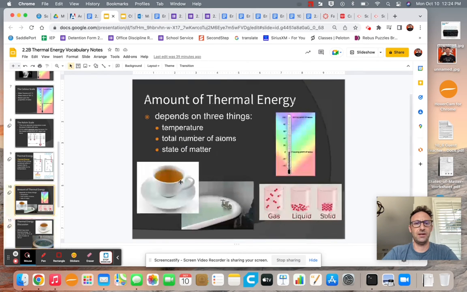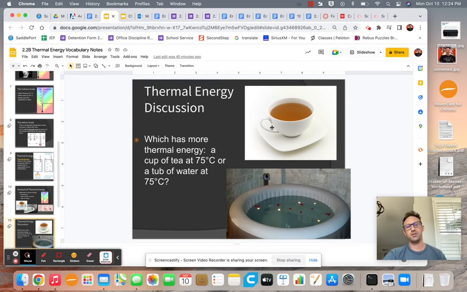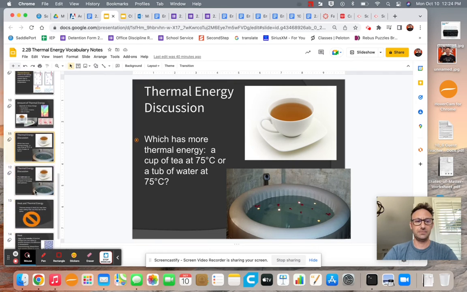So please make sure you go ahead and pause as you need to. Maybe make some drawings on the left-hand side. Here's one of the drawings that you can add. You've got a cup of tea at 75 degrees and a tub of water at 75 degrees Celsius as well. Which has more thermal energy? Well, it's the tub, yes, because the tub has more atoms. Yes, it would probably take longer to heat, but you're going to have more atoms, so you have more collisions, and therefore you'll have more thermal energy.